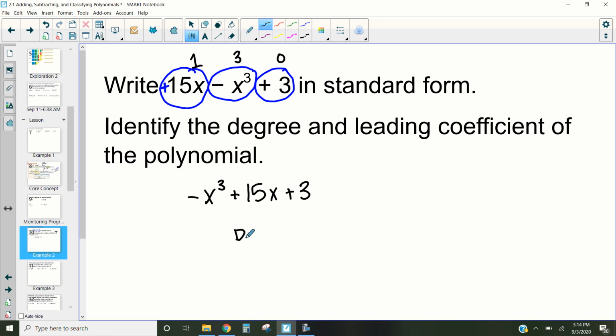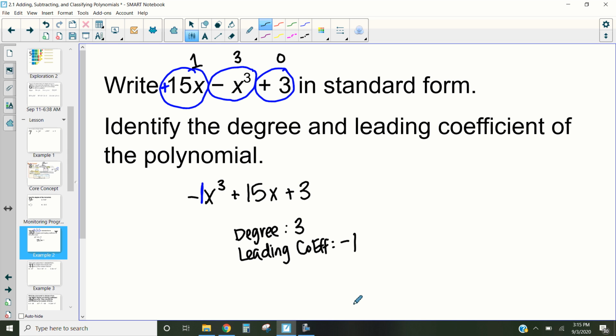Our degree of our polynomial is going to be the highest exponent. And our highest exponent here was 3. And then when we talk about the leading coefficient, that leading coefficient is going to be the number in front of what's at the degree 3. So here we have the degree 3. I just have a negative sign. Remember, in math people are kind of lazy. And so when we just see a negative and there's no number in between, the number that is actually there is the number 1. So our leading coefficient in this case is going to be a negative 1. And that's kind of how we would answer that question.